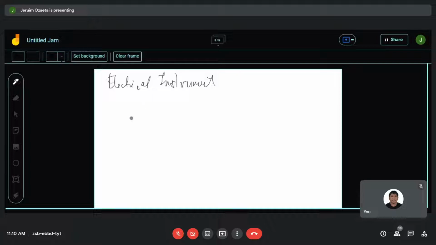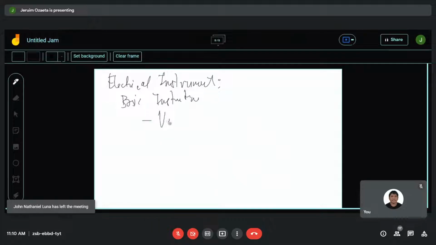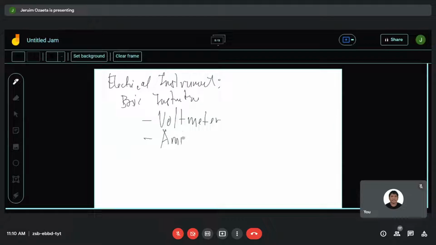Often there are two types of electrical instruments. The basic instruments will measure your voltage, or voltmeter. Another parameter is the ampere meter, or we call it ammeter. And there is resistance, you call it ohm meter.